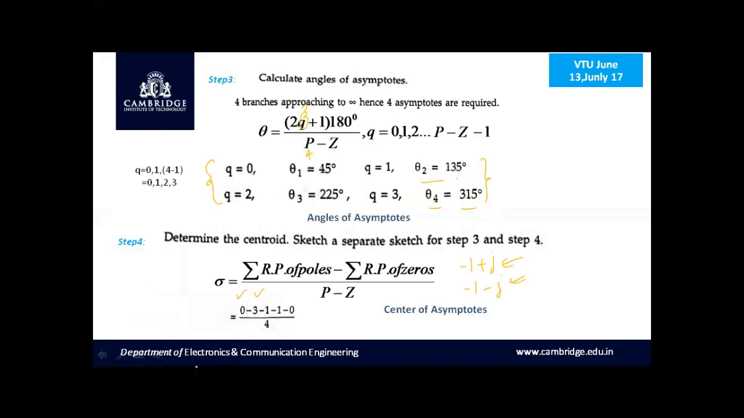Therefore, the real part in this complex conjugate pair is minus 1 and here it is minus 1. Hence, I can write it as minus 1 and sum up all the real parts of poles. Minus the real part of zeros, we don't have any zeros in this example, therefore it is 0. Divided by p minus z, where p is equal to 4 and z is equal to 0. So we have written the denominator as 4. Therefore, the centroid will be equal to minus 1.25.